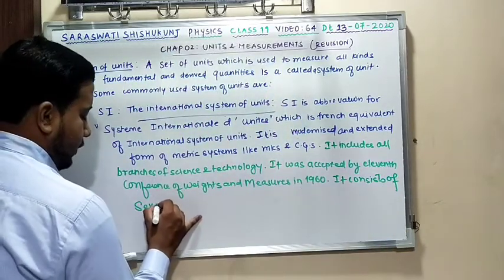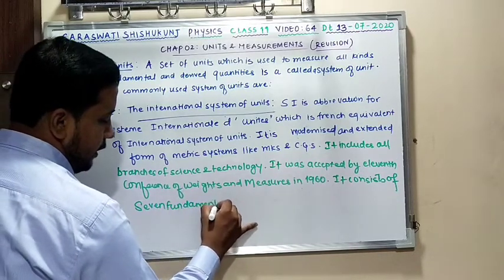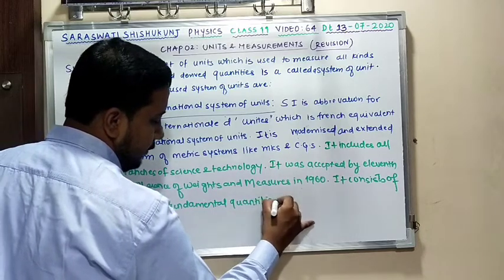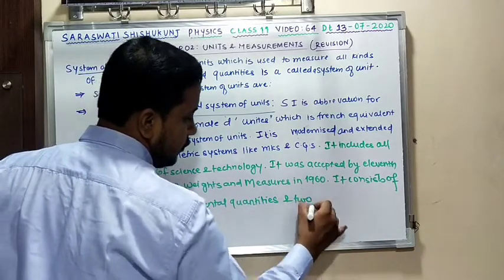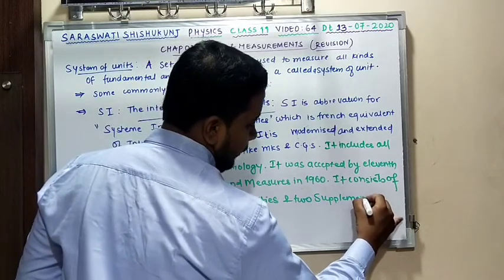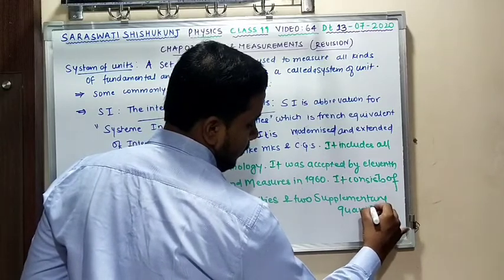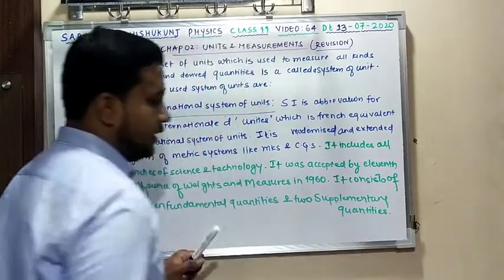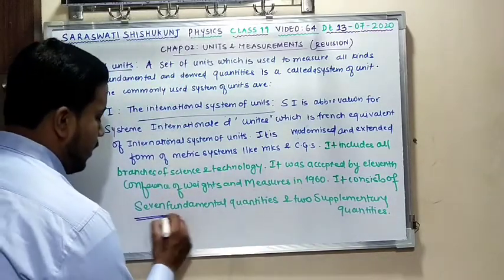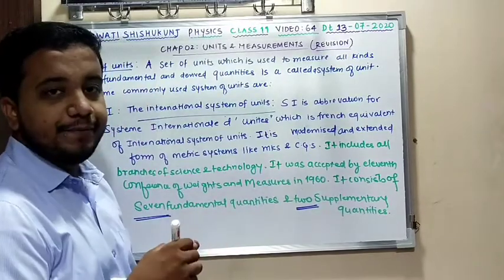It consists of 7 fundamental quantities and 2 supplementary quantities. Hope it is clear. It consists of how many fundamental quantities? 7. And how many supplementary quantities? 2. Is this clear?